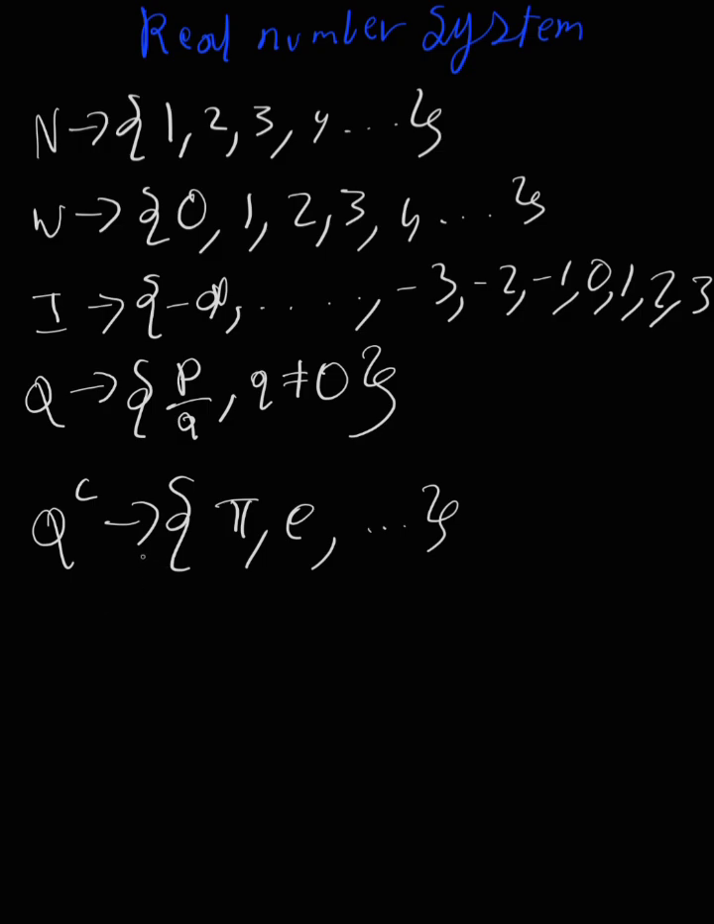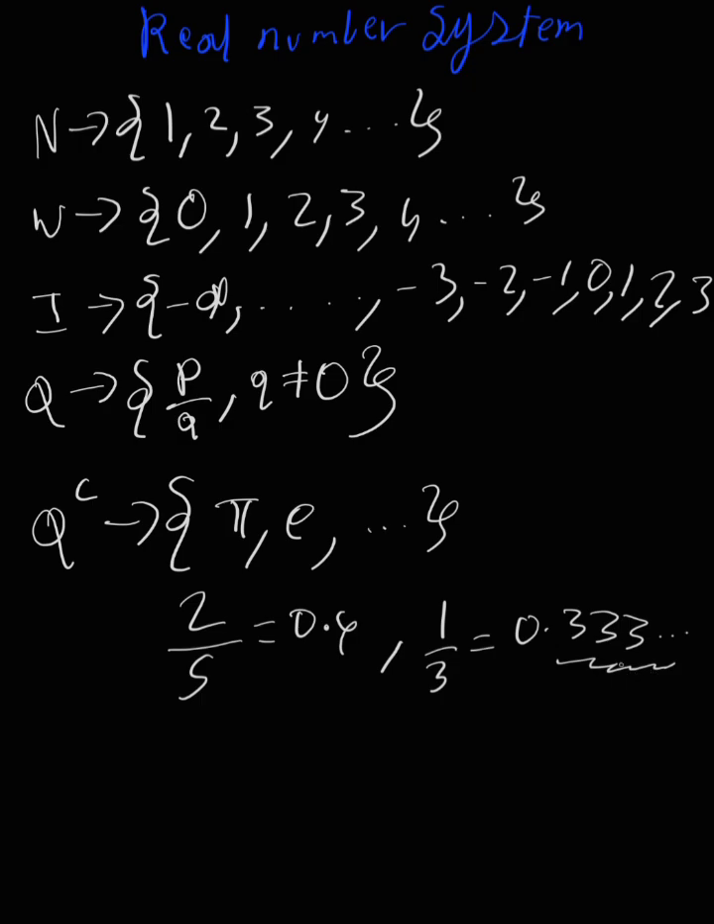What do I mean by that? Let's look at a simple example. Say if you have 2 upon 5, this will be 0.4 in decimal format, and 1 by 3 will be 0.3333 dot dot dot, till infinity in decimal format. If you look here, 0.4 terminates, it doesn't continue. And this right here, what does this do? This doesn't terminate, but it has a repeating pattern, and that's why we can represent it in this fractional format.